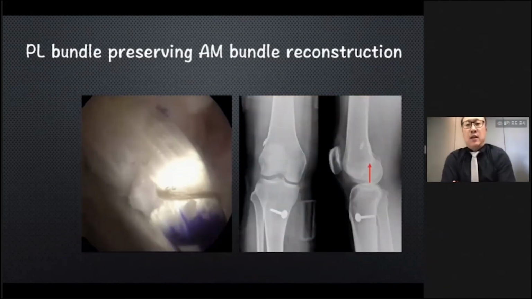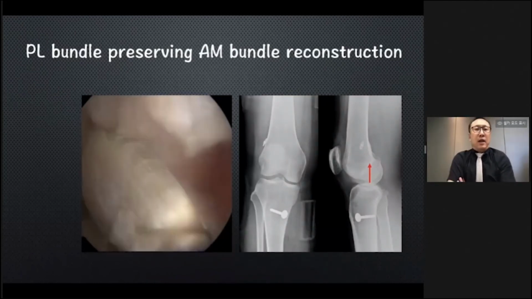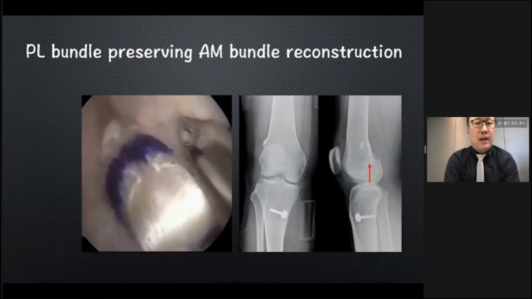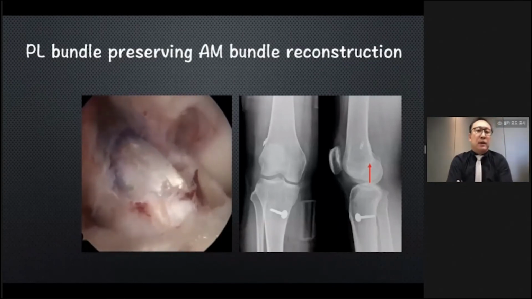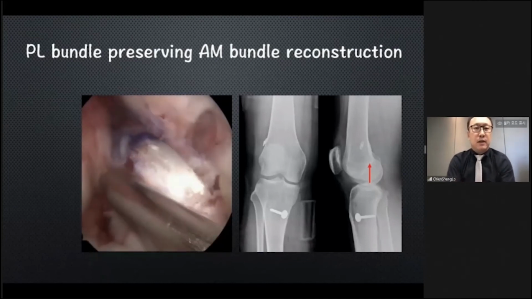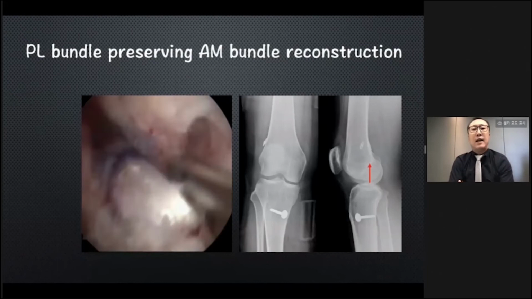So after that, in the postoperative X-ray, you can see the tunnel is in the optimal position, and we can preserve the PL bundle well. So this is my technique, my favorite reference to recognize my femoral tunnel.